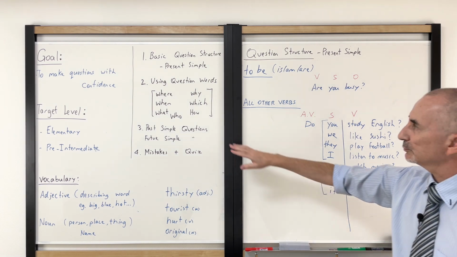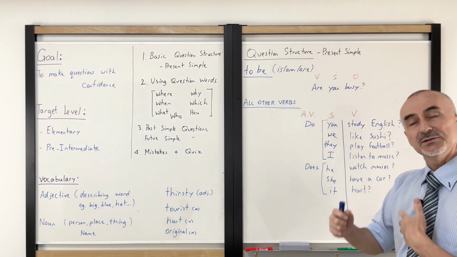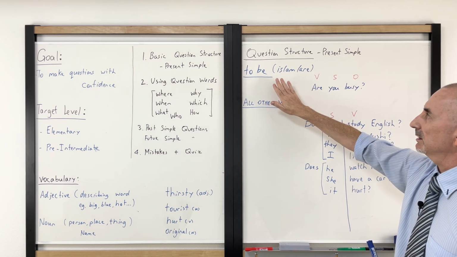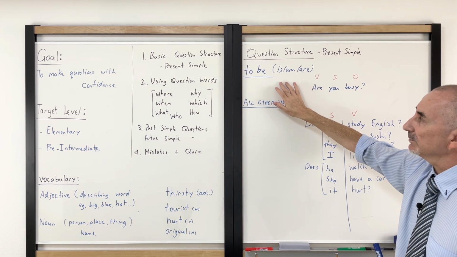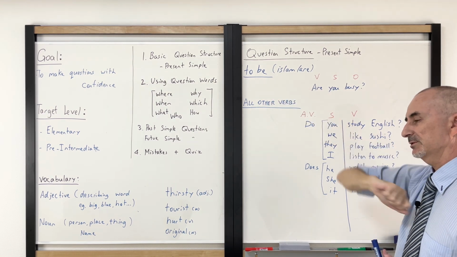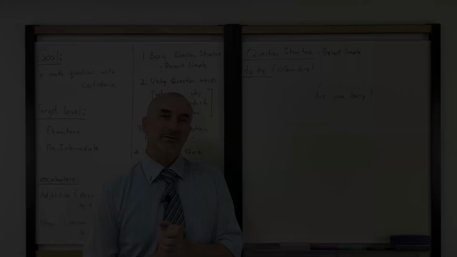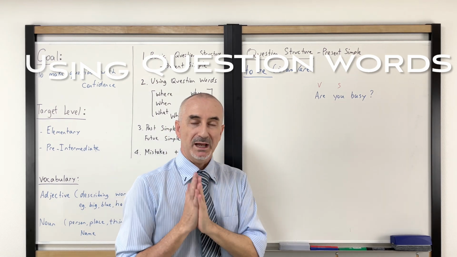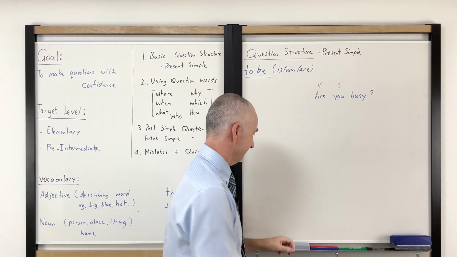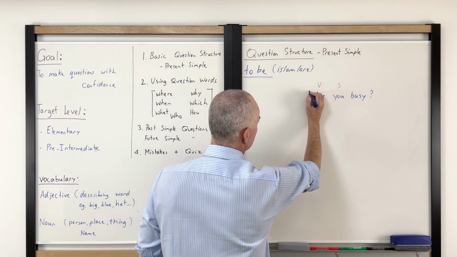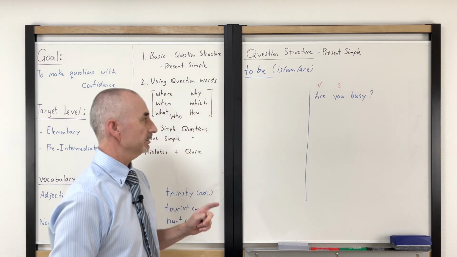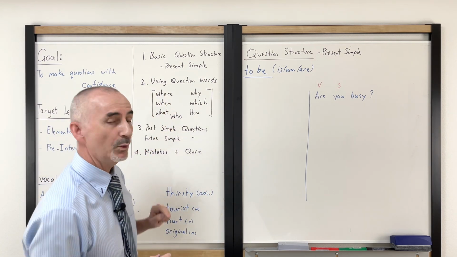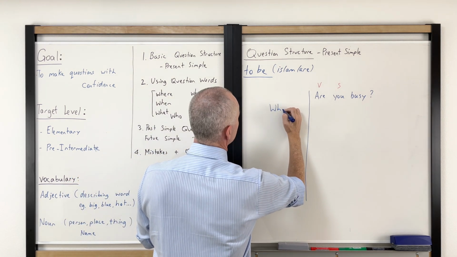Now let's move on to part 2 when we introduce some question words. Okay, so let's go back to our original verb, which was to be, and let's have a look at question words with to be. Here we are with our original question, are you busy? Now we want to add some question words, so let's do that. First question word, where? Where are you busy? It's a little strange. Number 2, when? That's okay. When?